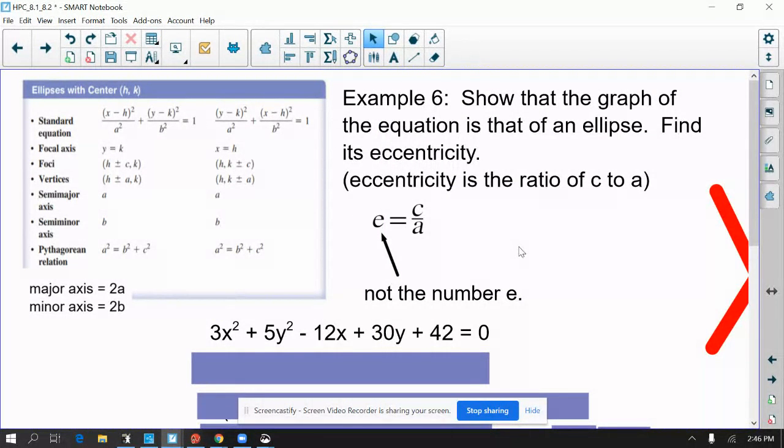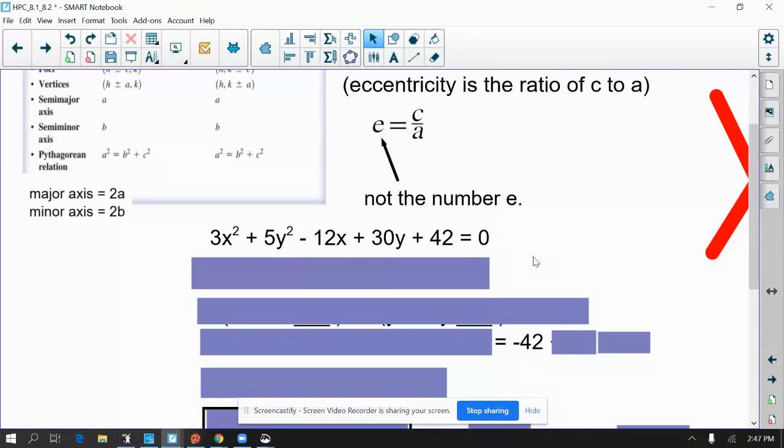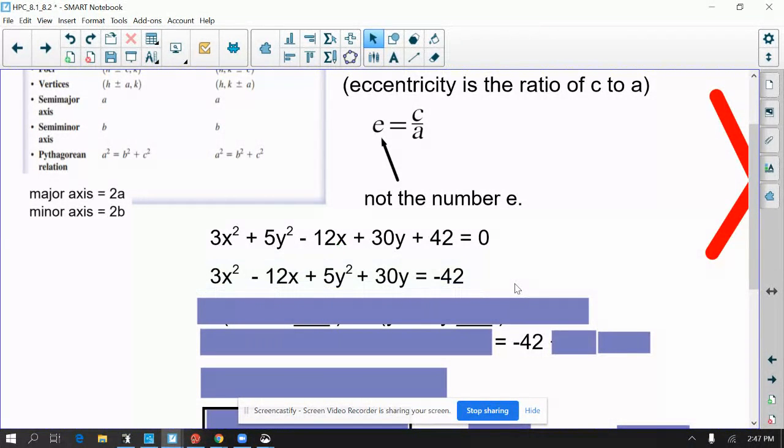All right, this is the same as example 5, with slightly less work to do. We just have to find the eccentricity, not the vertices or the foci. So here is another one. You should definitely pause the video and see how much you can do on your own. You want to group the x's together and the y's together and get this number away. So don't forget, this is minus 12x. So when you rearrange it, you should still have minus 12x.